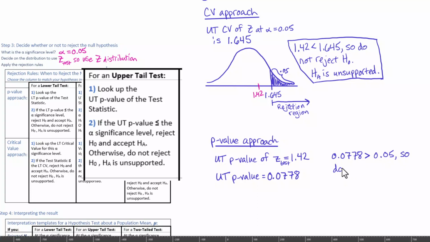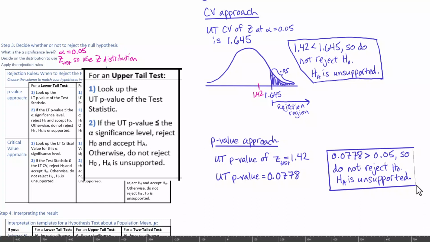Otherwise, if your upper tail p-value is not less than or equal to alpha, you have to not reject the null hypothesis, and HA is unsupported. So because our upper tail p-value 0.0778 is greater than 0.05, which is alpha, it does not satisfy the rejection rule for the null, and so we do not reject the null hypothesis, and HA is unsupported.